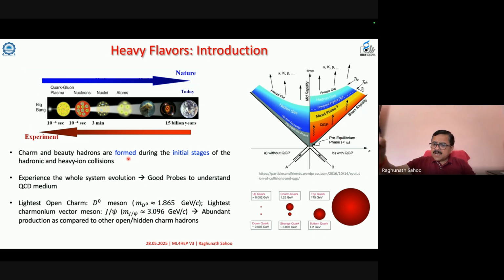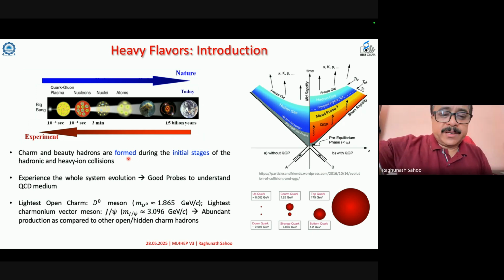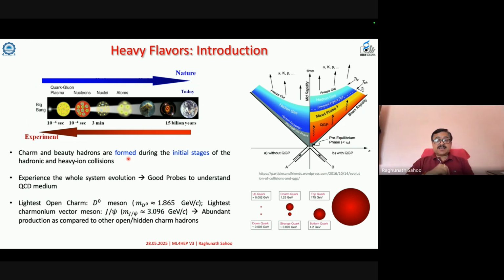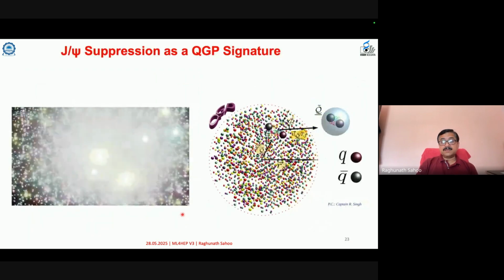The lightest open charm is the U or D and C combination, which is essentially one charm quark with either a U or D antiquark. That is formed through the D0 and D0 bar meson, the lightest charm-containing meson, and the mass is given here. Similarly, the lightest charmonium vector meson is J/psi, with a mass of around 3 GeV, and these are abundantly produced as compared to other open or hidden charms.